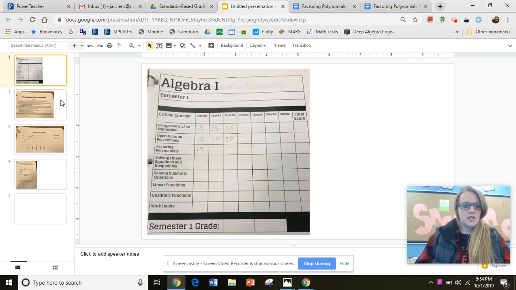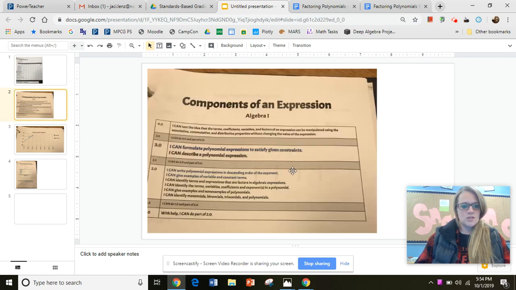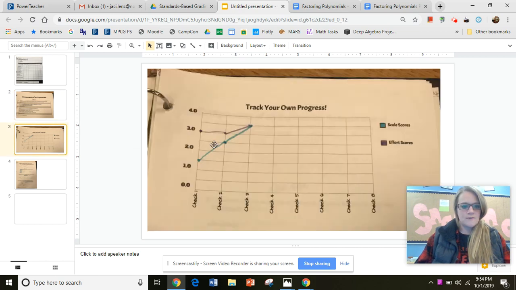Her next page is the first scale that we worked on. So this is the first scale that we did. Following that is her tracking for just her scores on that scale. This is specific to the components of an expression scale that we just looked at. This is new for me this year. I haven't done this before, but the kids are making a double line graph. They're tracking all this again.